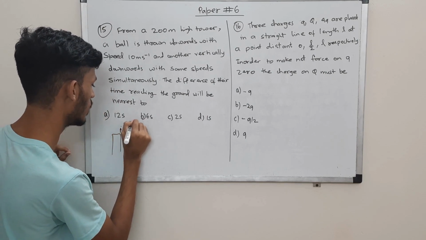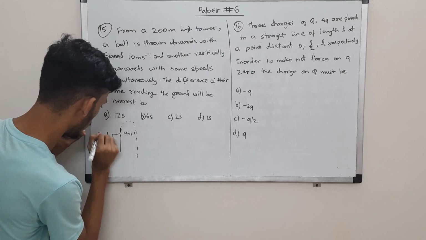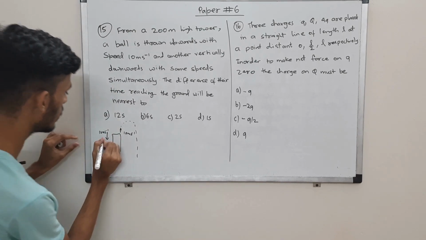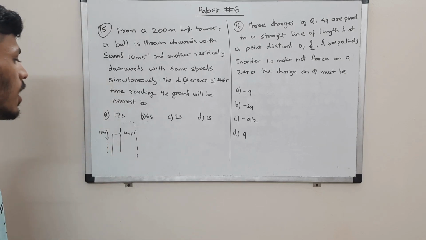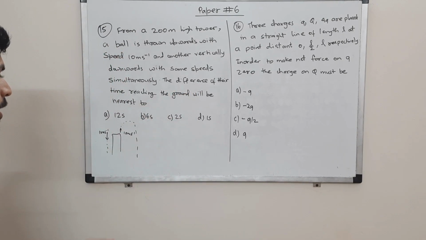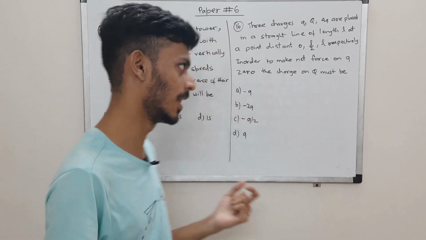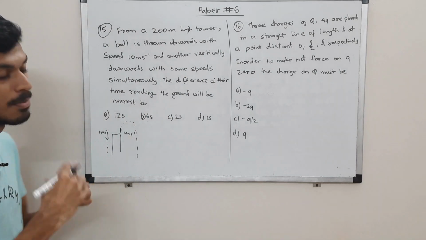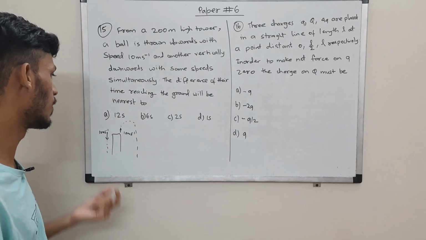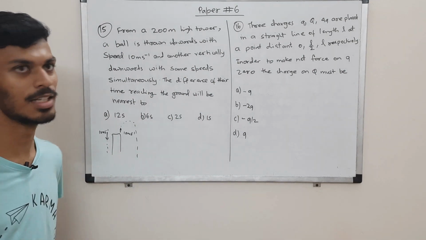So the first ball will go on a journey like this, and the second ball will be just thrown down with the same speed, 10 meters per second. So it will go on this journey. You are supposed to find the time difference between them reaching the ground. This first ball is taking a bigger journey, so of course it will require greater time. Here it will require less time. So you are supposed to find the difference between them.